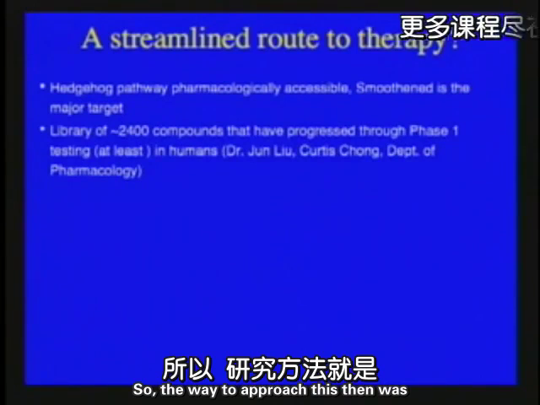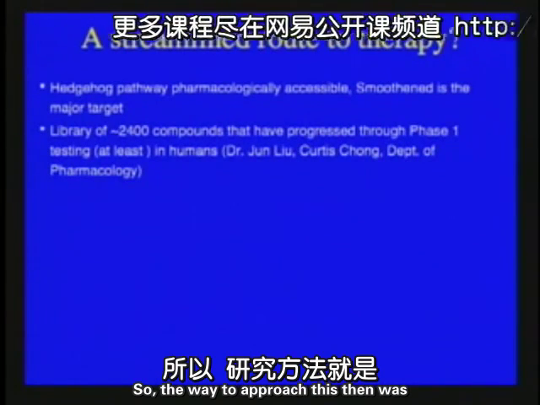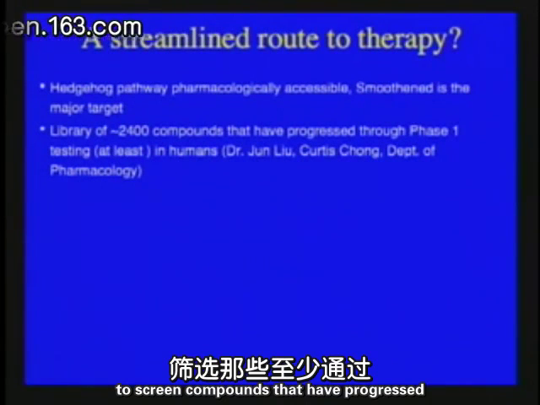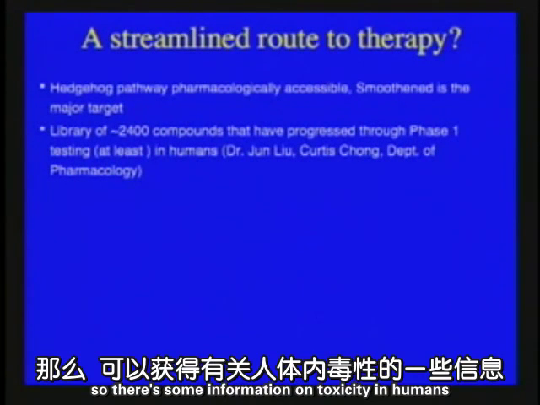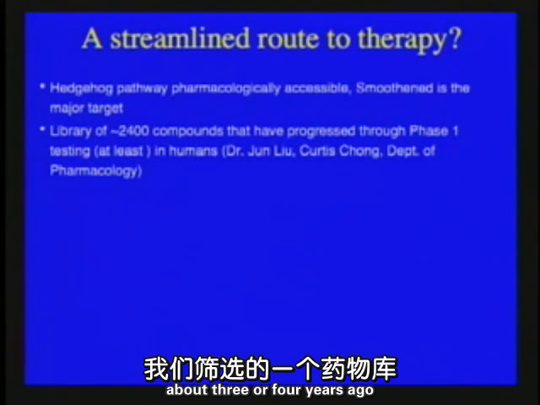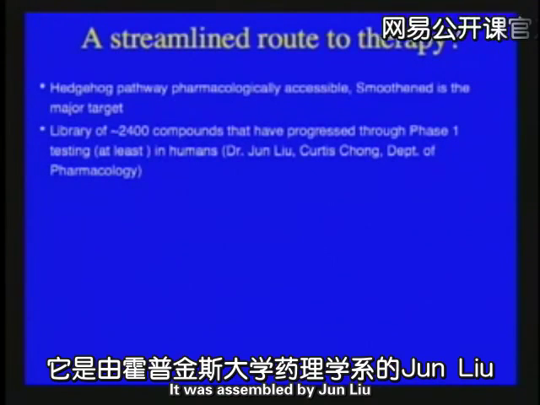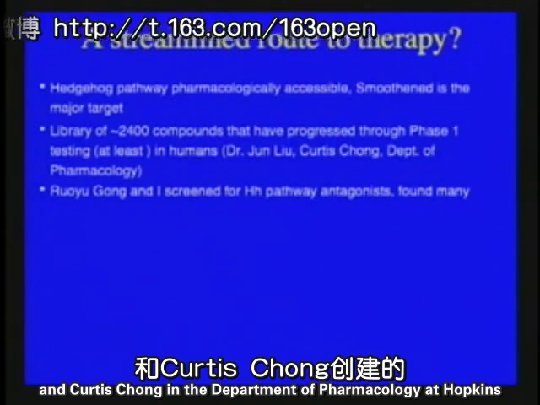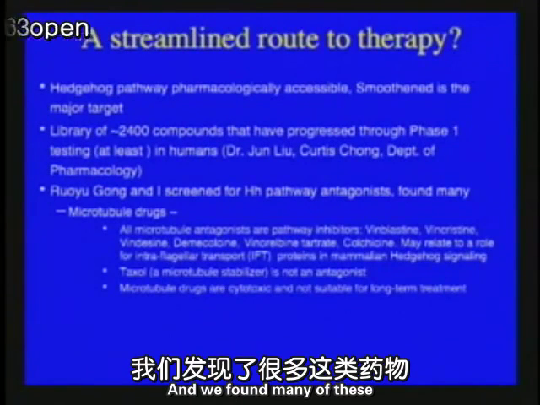So the way to approach this then was to screen compounds that have progressed at least through phase 1 testing, so there's some information on toxicity in humans. And this was a library that we screened about 3 or 4 years ago. It was assembled by Jun Liu and Curtis Chong in the Department of Pharmacology at Hopkins. And we found many of these.